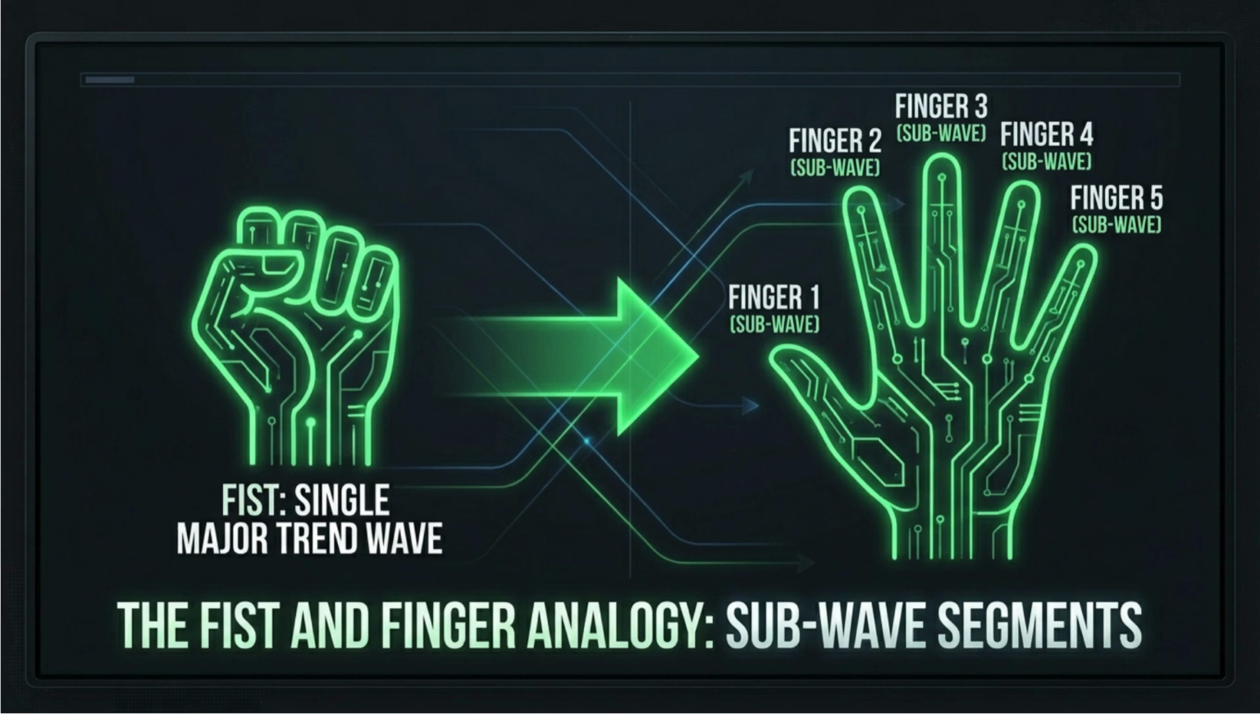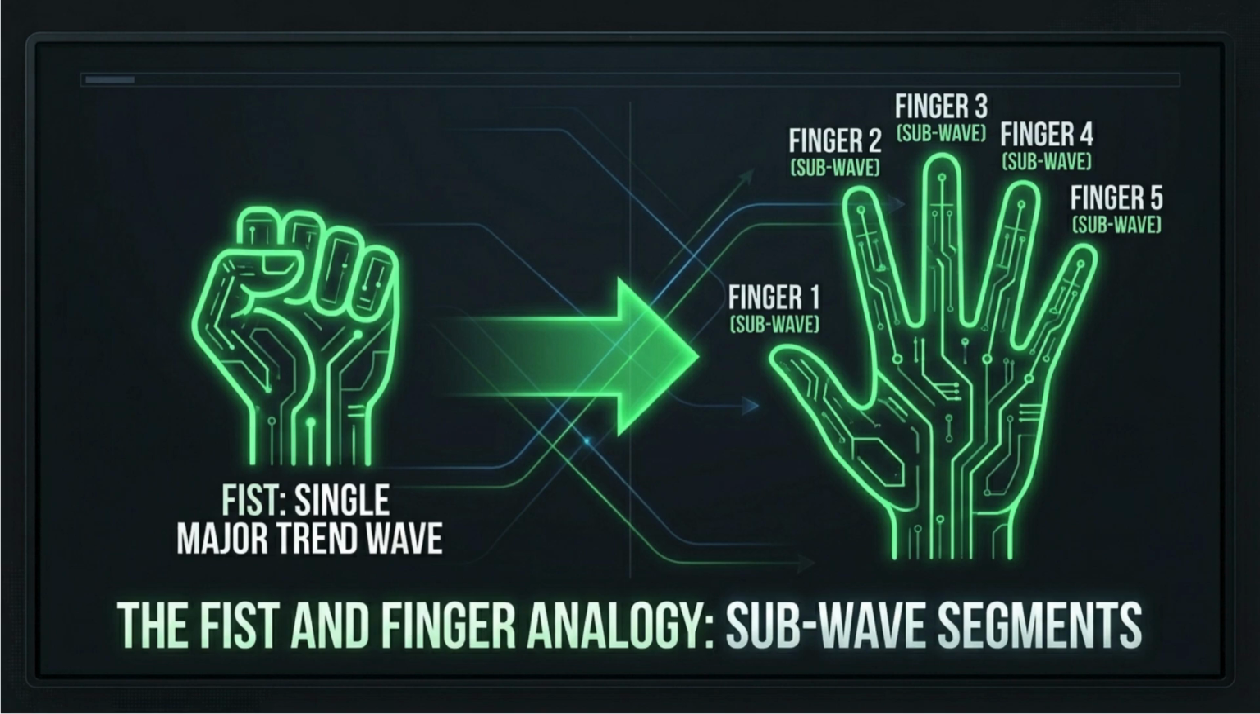The fist and finger analogy, think of it like your hand. You have 5 fingers. If you want to fold your fingers into a fist, there have to be individual joints and segments that allow them to bend. If you close your hand completely, it is recognized as a single entity, a fist, representing a single major trend wave. But when you open that fist up, you clearly see 5 individual fingers, representing the 5 subwaves.